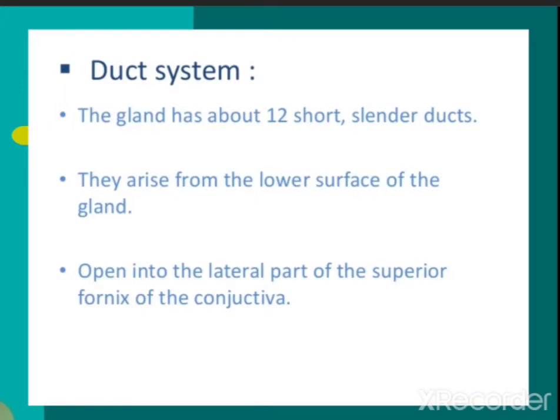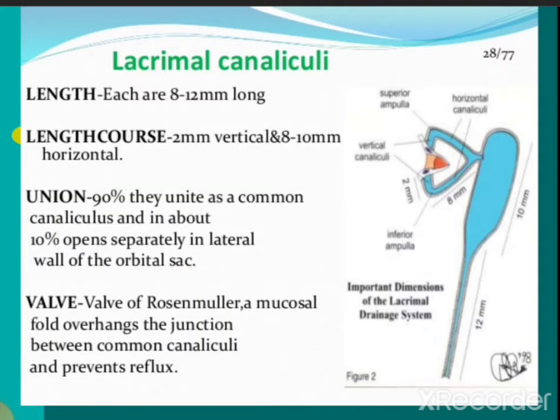Then the duct system. The gland has 12 short slender ducts. Slender means very thin, and these arise from the lower part of the gland. They open into the lateral part of the superior fornix of the conjunctiva.